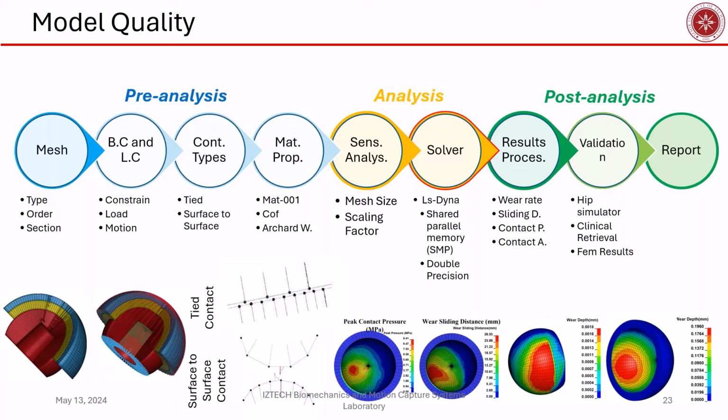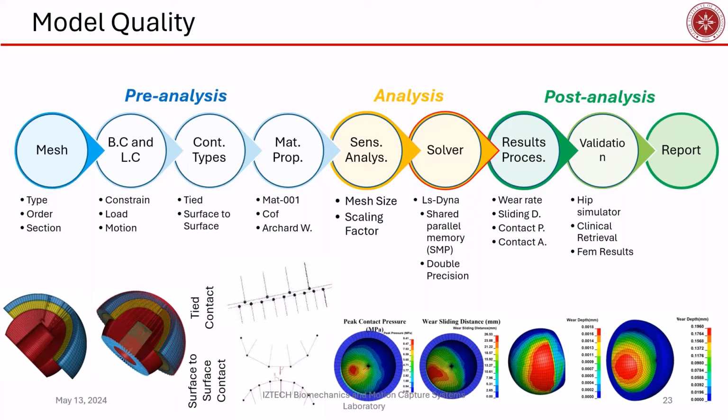The first one is the tight contact, which does not allow any rotation or translation, while surface-to-surface contact is free to move and translate in 3 directions. All materials in this study are selected as linearly elastic. We define the contact coefficient of friction and the Archard wear factor.